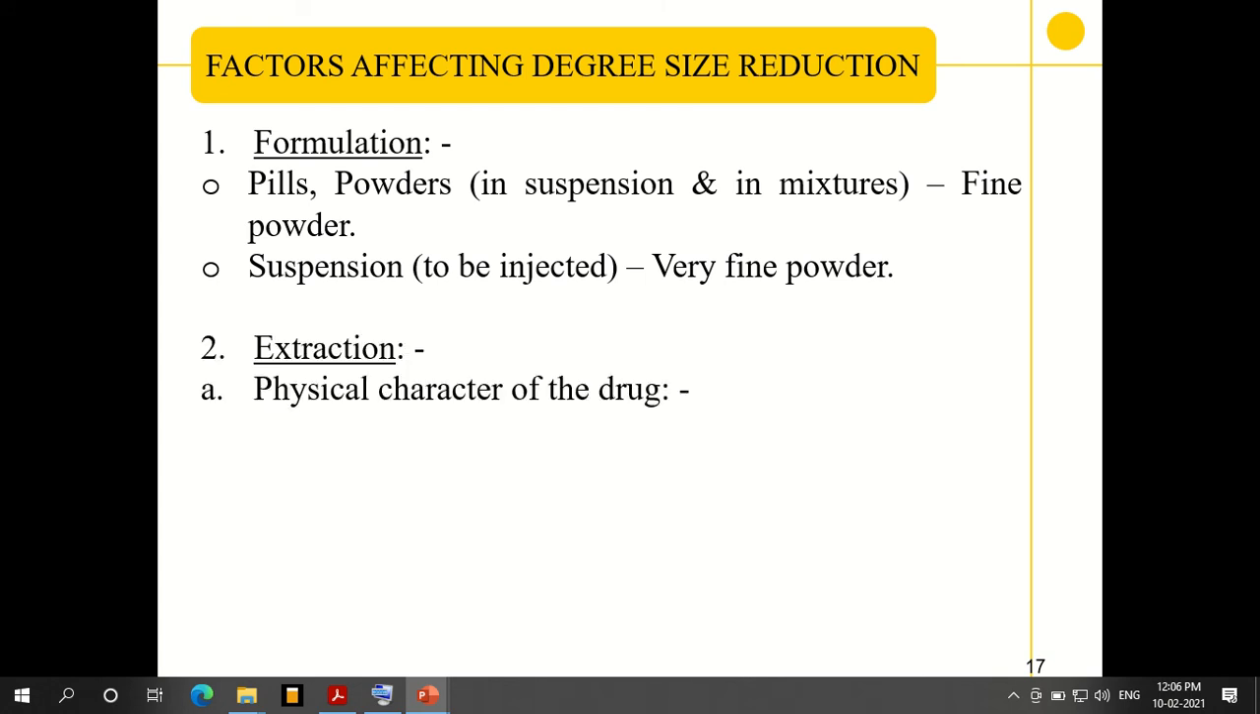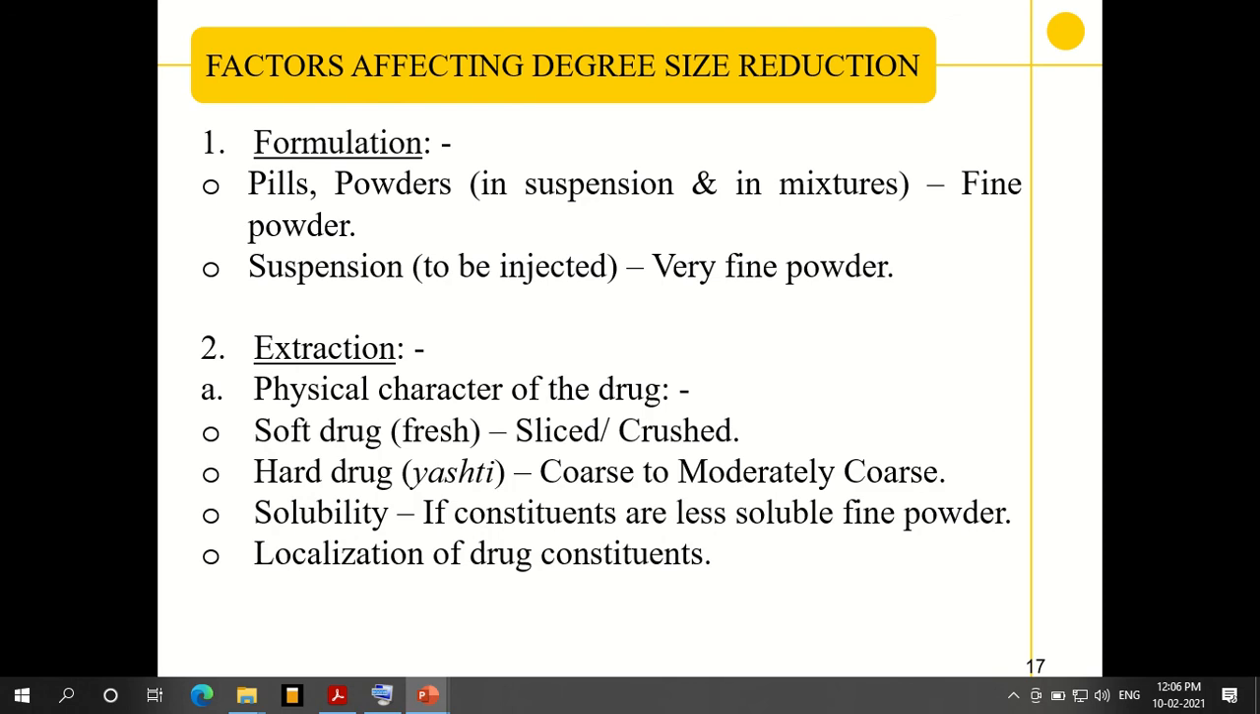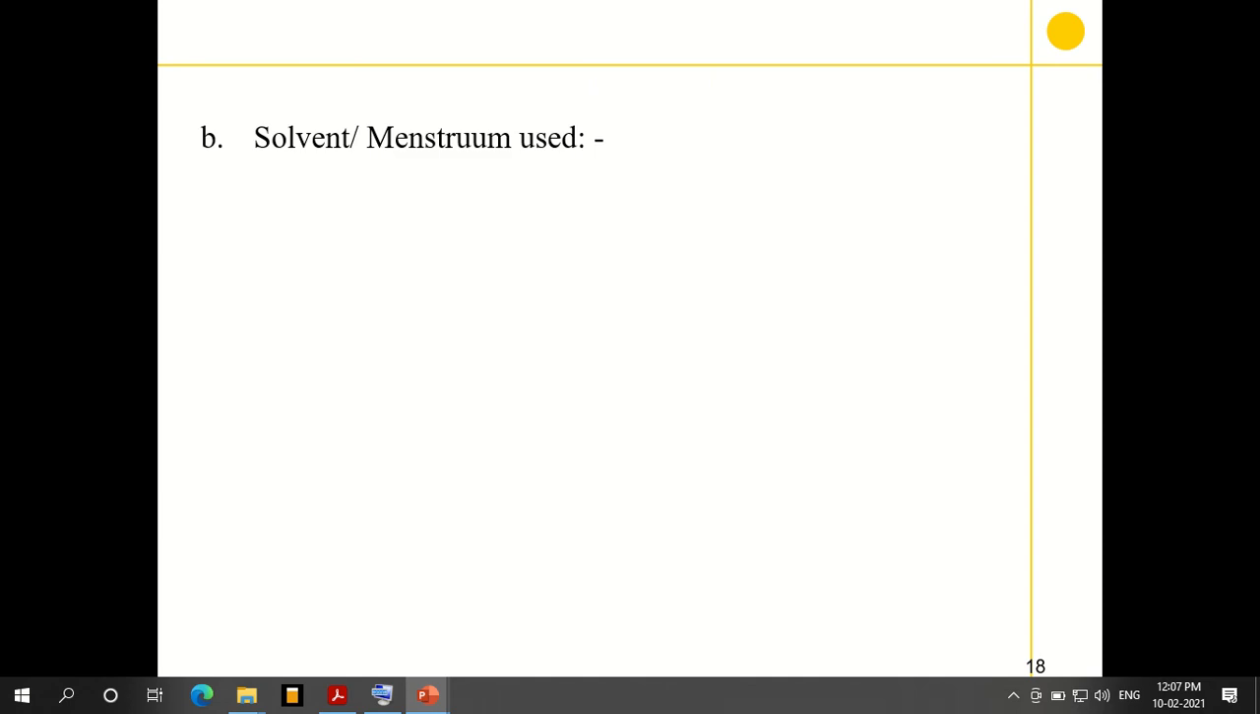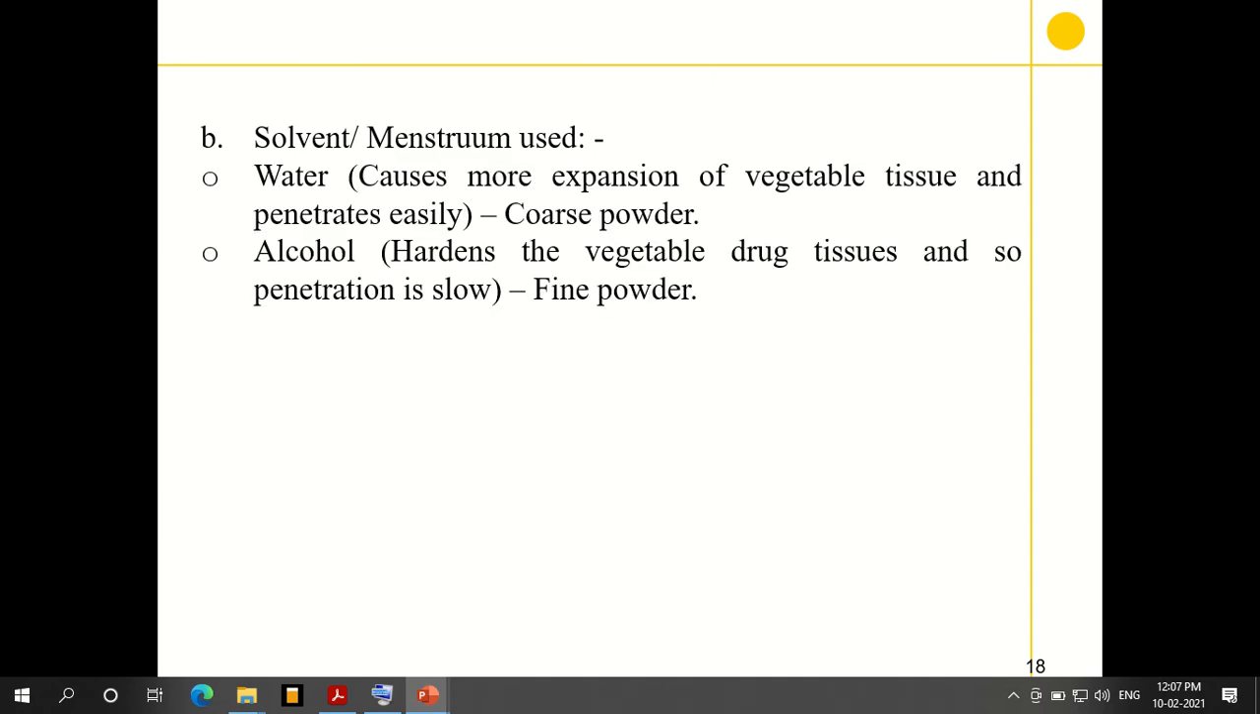Then the extraction process: the physical character of the drug will matter. Like a soft drug, if it is fresh and sliced, it has to be crushed. If it is a hard drug, then we can go for coarse to moderately coarse. And if solubility is considered, if the constituents are less soluble, we will get a fine powder. Localization of the drug constituent also matters for the extraction purpose. And what solvent or menstruum is used for the process also matters for size reduction.